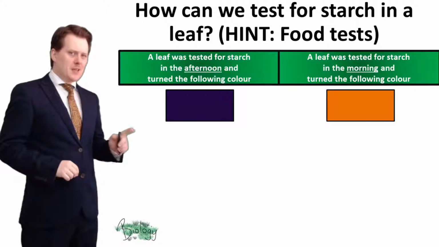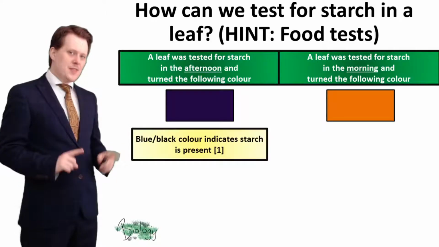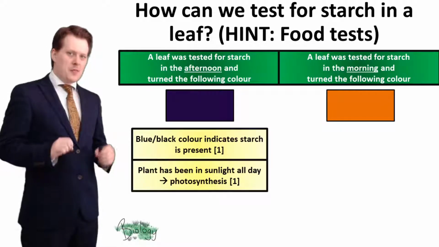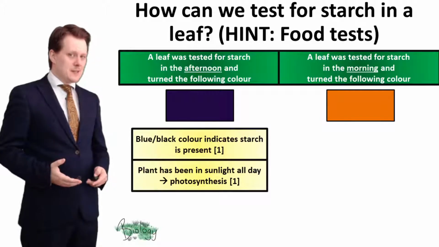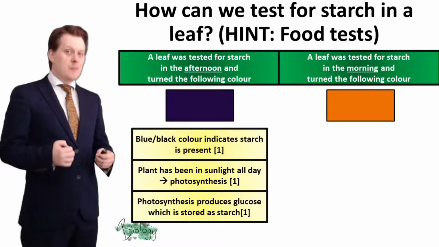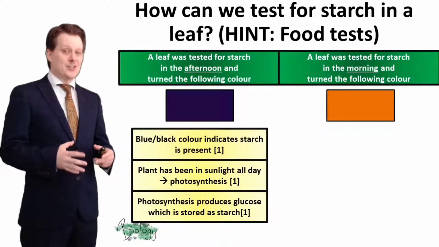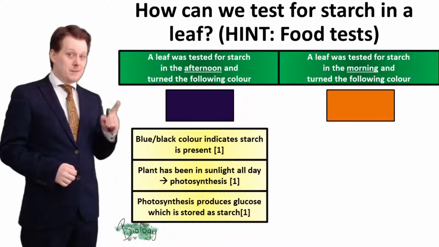Let's have a look. This leaf that was picked in the afternoon and had this dark blue-black colour, this blue-black colour indicates that starch is present. The plant has been in the sunlight all day, which means it's been photosynthesizing. This photosynthesis produces glucose, and that glucose is stored as starch molecules. This is why we've got a positive result for starch.